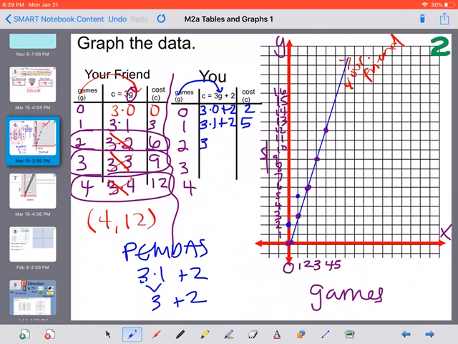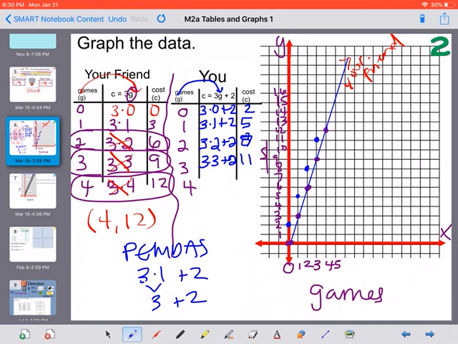If we play 2 games, $3 times 2 games, plus 2 more. 3 times 2 is 6, 6 plus 2 more, oops, should be 8, $8. So at 2 games, we're up to 8. At 3 games, $3 times 3 games, 3 times 3 is 9. 9 plus 2 is 11, so 3 games go up to 11.